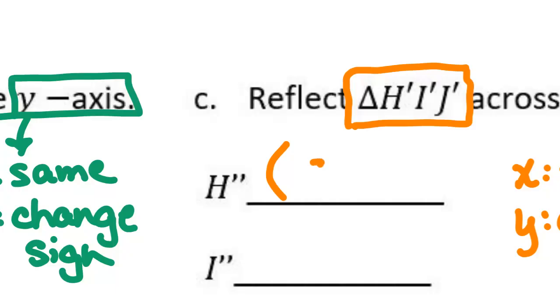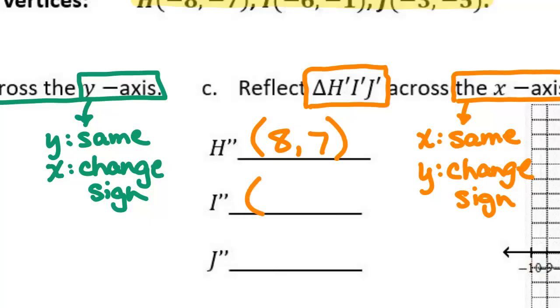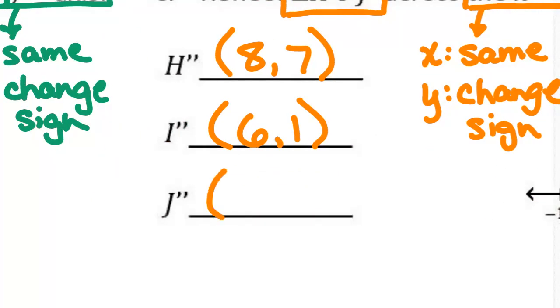Eight, 7. What about I double prime? 6, 1. And J double prime? 3, 5. Yes. The X's all stayed positive. 8, 6, 3. But the Y's all changed signs. They were all negative over here, so they're all positive over here.